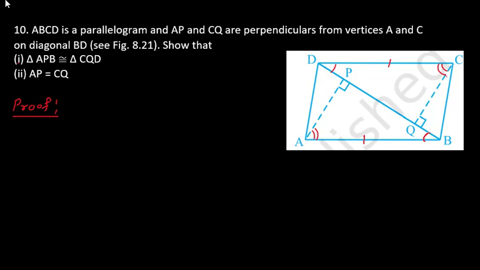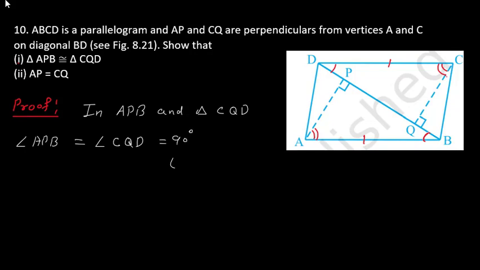So I will take these two triangles, triangle APB and triangle CQD. Now in these two triangles, APB and CQD, first of all, angle APB is equal to angle CQD, each 90 degrees. Here the reason is each angle is 90 degrees. Second, we have angle ABP is equal to angle CDQ.